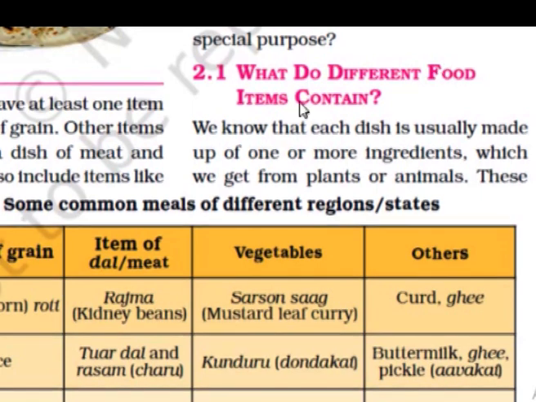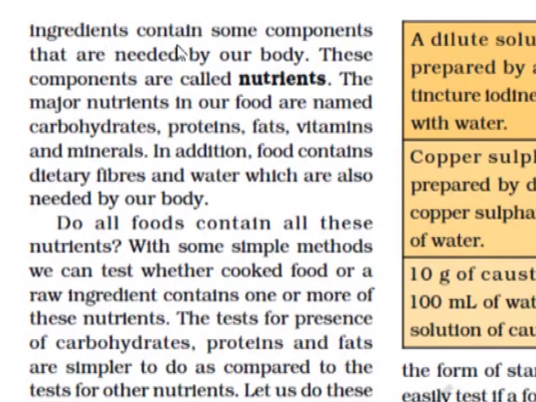What do different food items contain? We know that each dish is usually made up of one or more ingredients which we get from plants or animals. These ingredients contain some components. They are needed by our body. These components are called nutrients. It means our body needs nutrients.